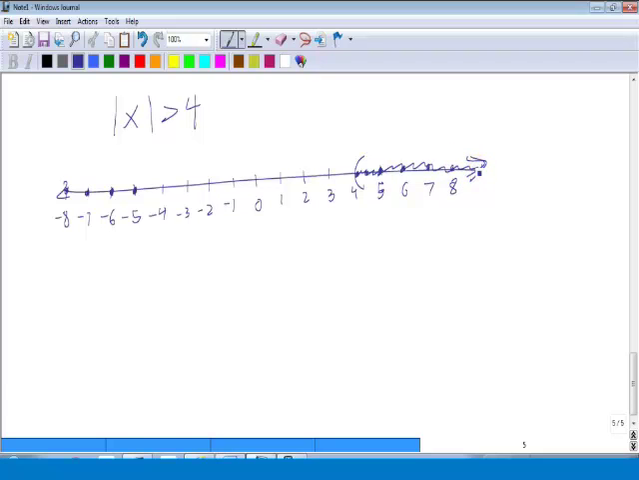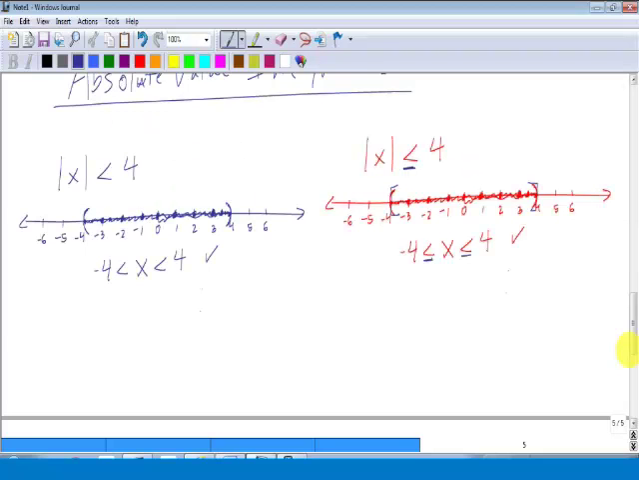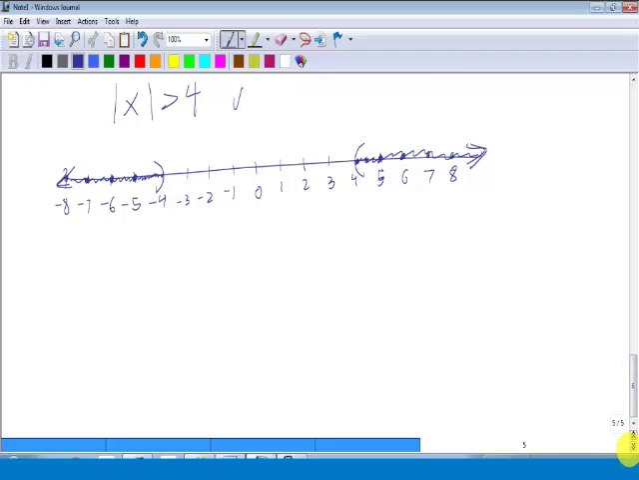What other numbers on the number line have absolute value greater than 4? How about anything less than -4? Those are also going to be good. So to take this statement, absolute value of x is greater than 4, and rewrite it as an equivalent statement without using absolute value bars, it's going to take 2 separate intervals. And it would seem that if a 3-part inequality works well enough there, a 3-part inequality should work well enough here, but it really doesn't.